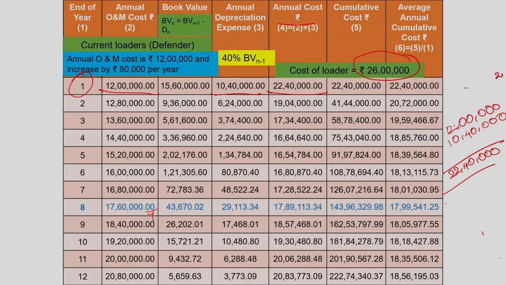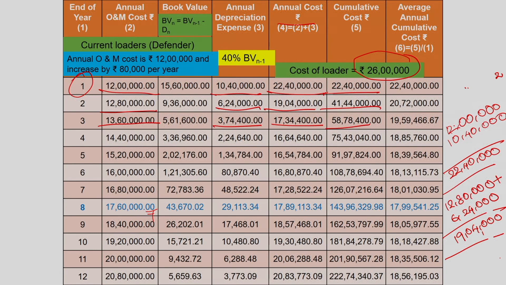Now, for the second year, 12 lakh 80,000 is your operating and maintenance cost. Now, you are going to add the depreciation with that, which is 6 lakh 24,000. If you add it, you will get the total cost for the second year as 19 lakh 4,000. Fine. So, this is how you have to add column 2 and column 3, and you will get the total annual cost. Now, find the cumulative cost.